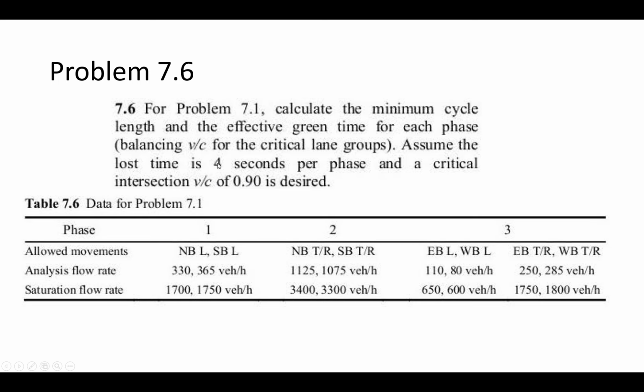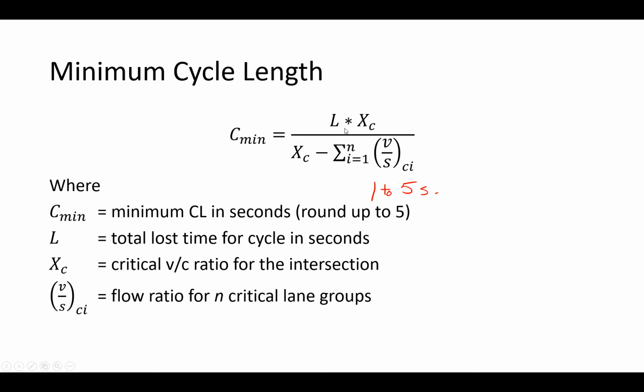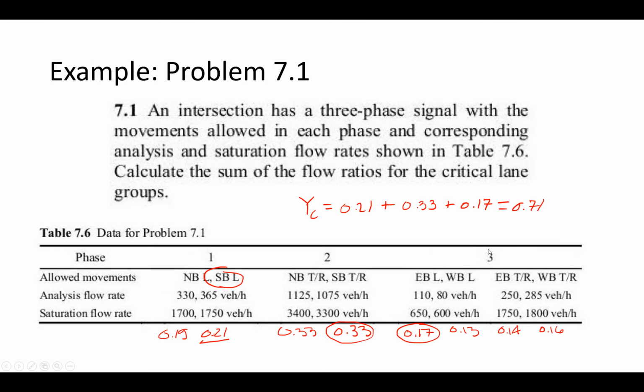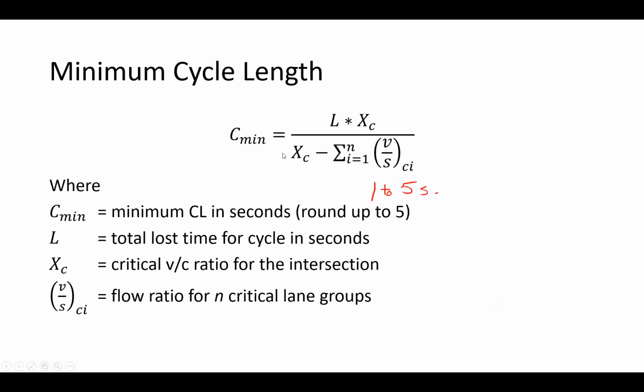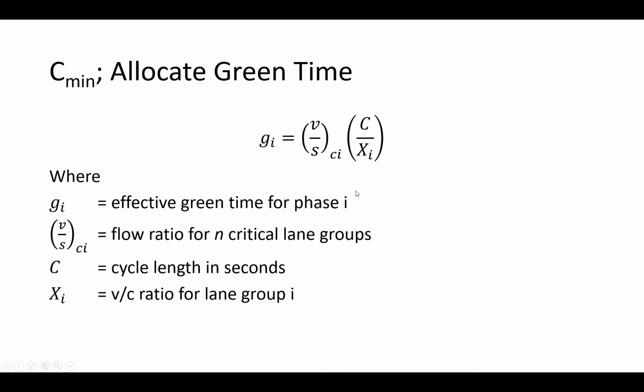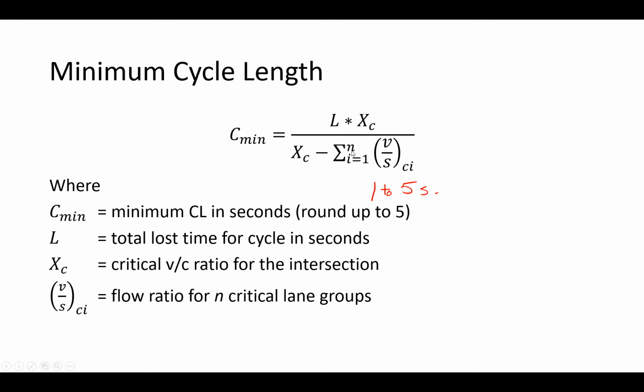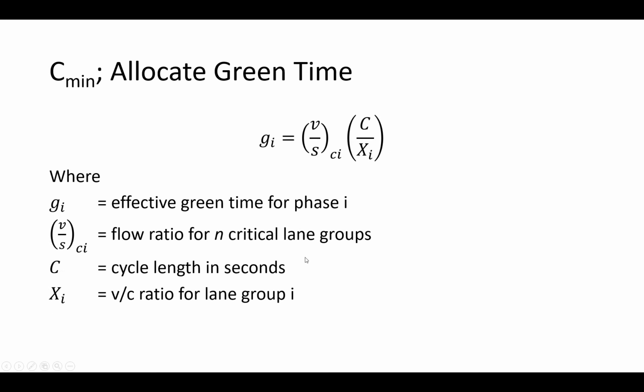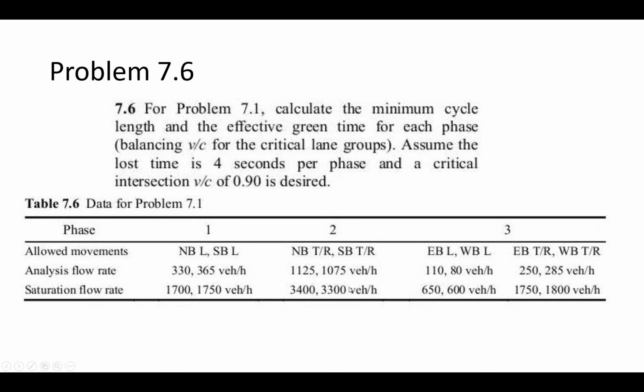But with a lost time of 4 seconds, you can then plug that into this equation to get your C minimum. That's 4 seconds, that's 0.9, and this is this guy, 0.71. And then that would give you your C minimum. Then you would round that number up slightly to get your ratio. This X sub I, I would probably go with, I would still use this X of C, this 0.9. I'd use that in this case too.